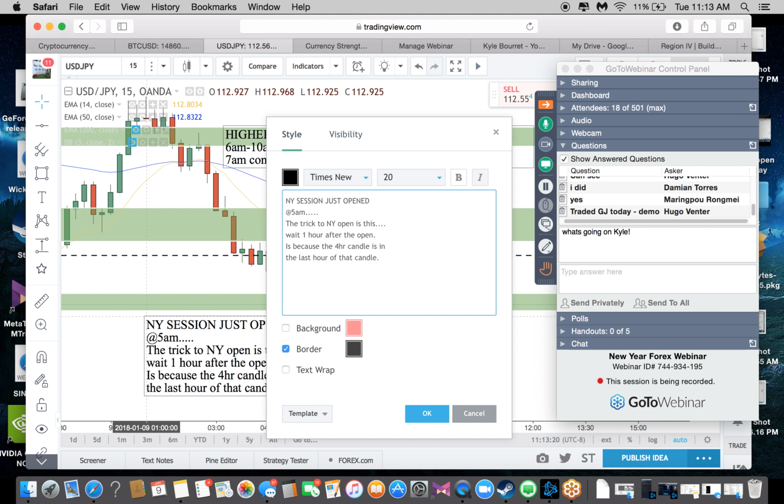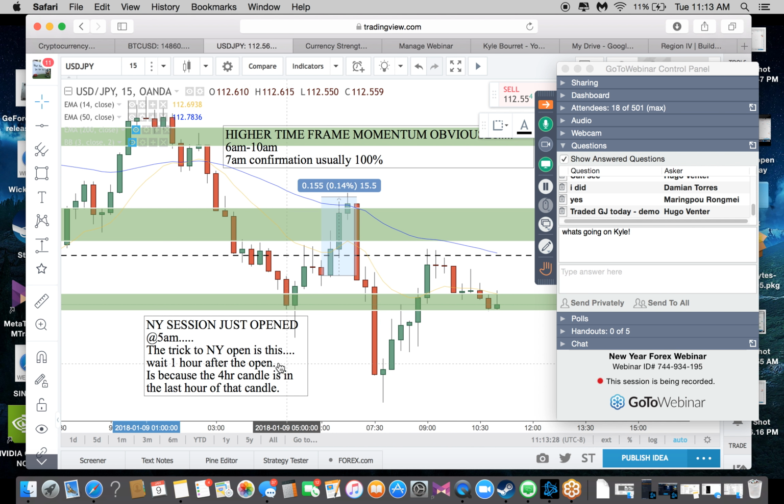We're waiting for more confirmation. We're waiting for the candle to close. That way we can have more confirmation. I'm going to show you what that looks like.